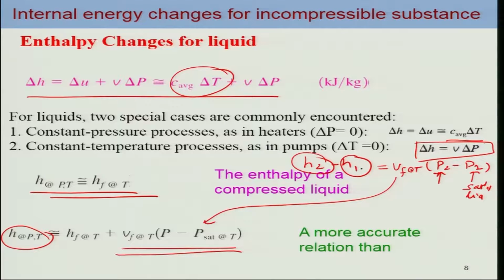So thus you can write it in this form, for your compressed liquid. This can be approximated as the values at saturated liquid plus this term, where we consider the specific volume to be constant, and the change in pressure. So this you can understand from a PV diagram. This is for the pure substance, and this is at a constant temperature.